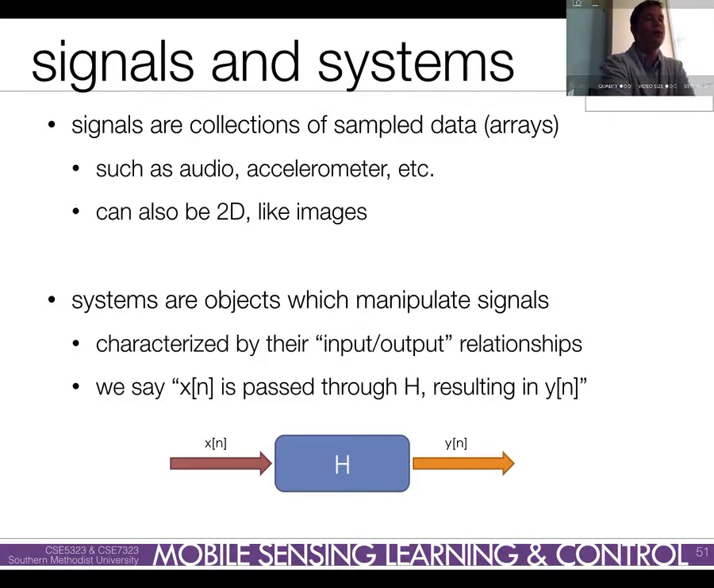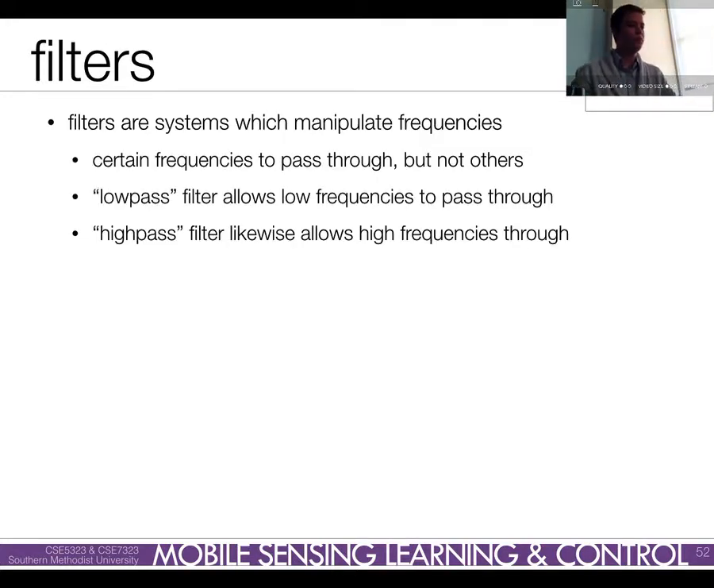A system is an object which manipulates a signal. So essentially the way that we talk about this, let's say we have a signal x of n, which is some signal x, and each point in the array you get by n. And I have some output y of n. H here is my system. So I say x of n is passed through H, resulting in y. A filter is just a system right here. I've got some filter, and I'm going to want to apply it to my signal that's coming in so that I get an output array.